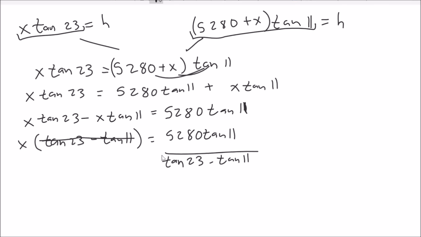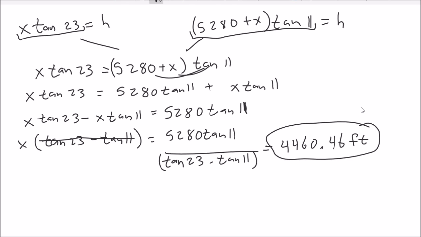The only thing I want you to be careful of when you type this in, make sure you have parentheses around that denominator so there's no confusion there. So 5,280 tan 11 divided by parentheses tan 23 minus tan 11. Close your parentheses, and let's see what we get. I get 4,460, and let's round it to 0.46. And remember, since we converted to 5,280, this answer is in feet.